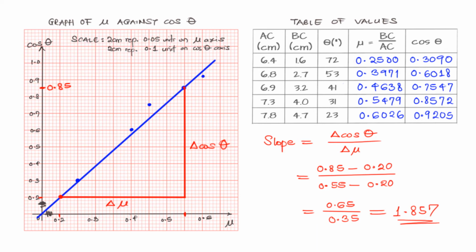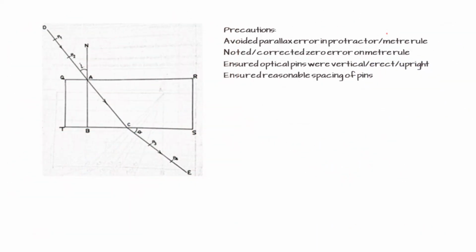So with this, we can now move on to the other question that we have been asked. We are asked to state the precautions that we can take when performing this experiment. I've listed them out here. Number one I want to talk about is that parallax error was avoided in the protractor or the meter rule. That means while taking the measurement with the measuring instrument, either the meter rule or the protractor, the angle of view on the instrument was held directly and it was not angled.